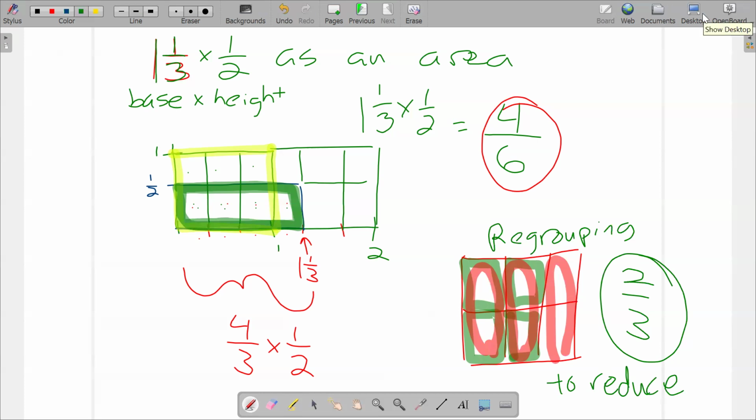And what would happen with kids is we repeat this over and over again on different worksheets, and eventually some patterns form. Like they say, oh, the 4 times 1 ended up in the top, and the 3 times 2 ended up in the bottom. That always happens. And that leads to an algorithm once we recognize that.